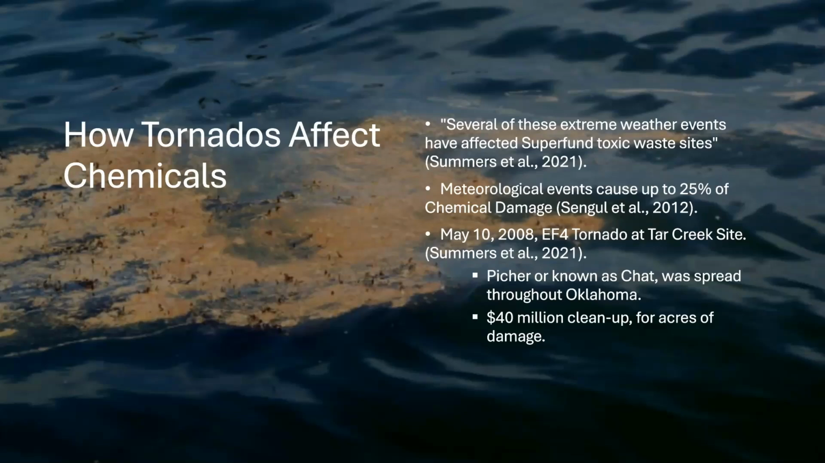And one of the substances was chat, which is very hard to scrub off, and it does lead to health effects such as mesothelioma and lung cancer. So it is a very big deal. Even though Superfund sites are very small, we do see the effects of it, not just financially, but also health-wise. And as I said before, several of these extreme weather events do affect our Superfund toxic waste sites. Most meteorological events cause up to 25% of our chemical damage within the United States.